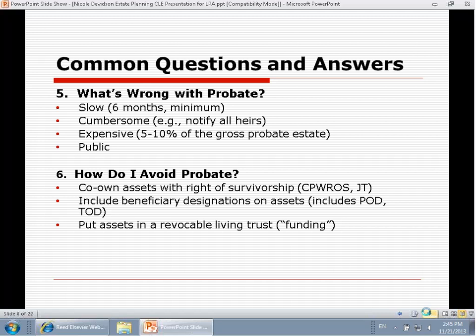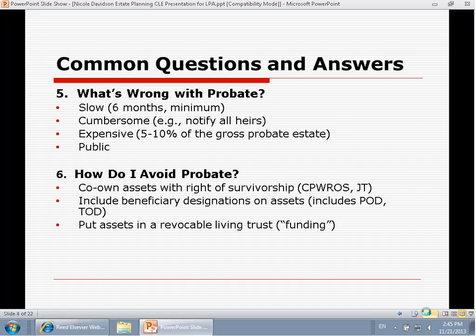Third problem with probate is the cost. We estimate between 5 to 10% of the gross probate estate. And the fourth problem is that this is a public process, so anyone off the street can find out who died, what did they have, where do all their heirs live, and eventually when that property goes to them, anyone can see that as well.